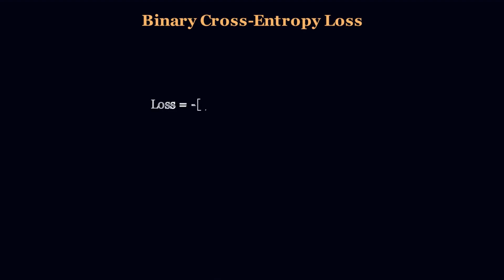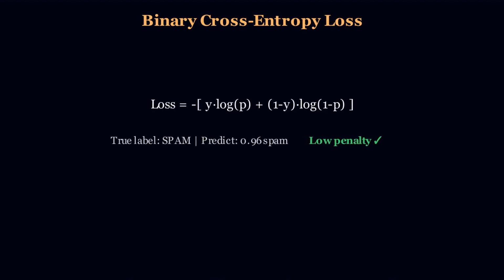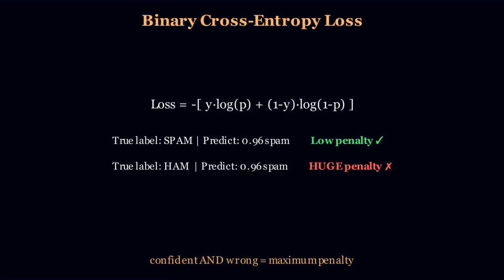We need a new cost function. MSE is wrong for classifiers. The right one is binary cross-entropy. It measures how wrong your probability was. Predict 0.99 spam for a real spam email, almost no cost. Predict 0.99 spam for a real ham email, massive penalty. Cross-entropy punishes confident wrong answers hard and rewards confident right answers. The model learns by minimizing this penalty over every training example.